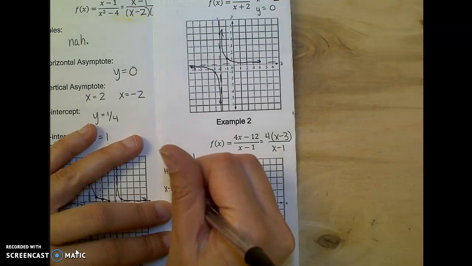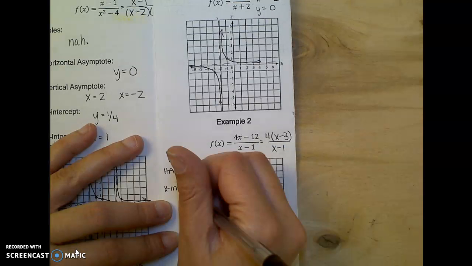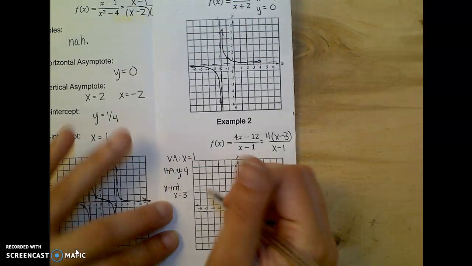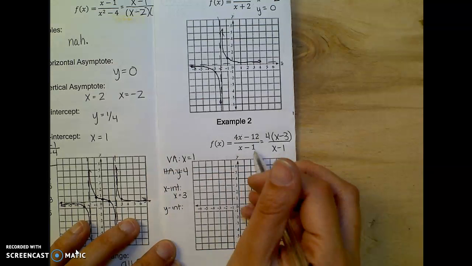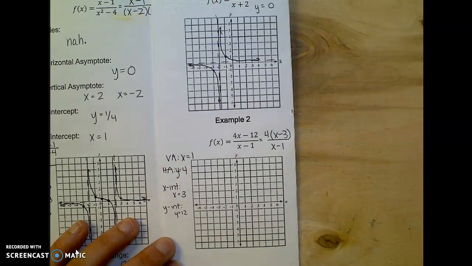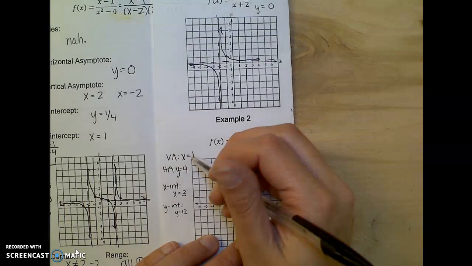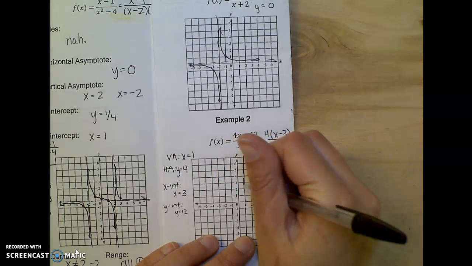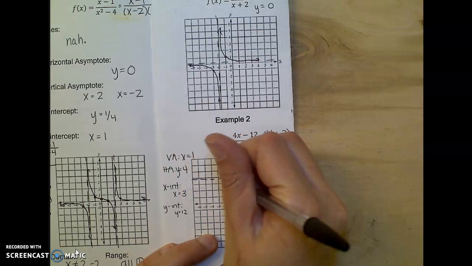My x-intercept is from the numerator, so 3. My y-intercept are my constants, so 12. Holy moly, can't fit that. And maybe I'm going to have to plug in more points. We'll kind of see. So vertical asymptote is at 1. Horizontal is at 4.